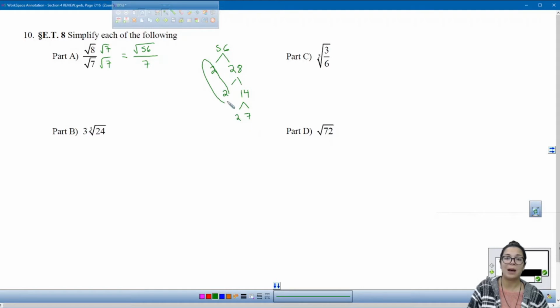So a 2 comes out of the radical, and a 14, because the 2 times 7 don't have pairs, the 2 times 7, 14 stays on the inside of the radical. So this simplifies to 2 times the square root of 14 all over 7.